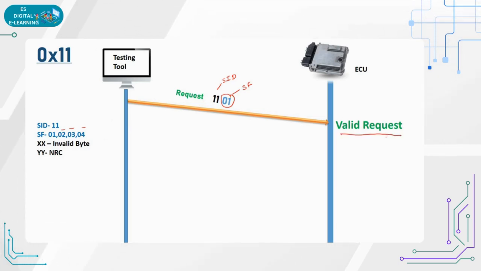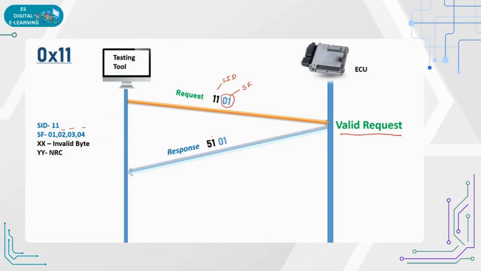Now we received it. Then my response will be 5101. The service ID is 11, so 11 plus 40, what will be the output? 51, right? So my response is 51, and this will be the subfunction, so I'm getting 01 in the response. This is the response I got for a valid request. Is it clear?